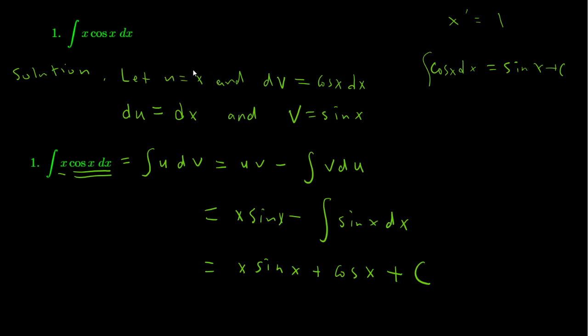Choose u to be the function for which the derivative is simpler. Choose all the rest to be dv. And then you compute du and get v. I want to mention you just need one particular antiderivative of cos of x in here. Okay. And then you follow the formula. In many cases, the integral on the right hand side is simpler to evaluate. And then you evaluate, you have the answer. Simple enough.